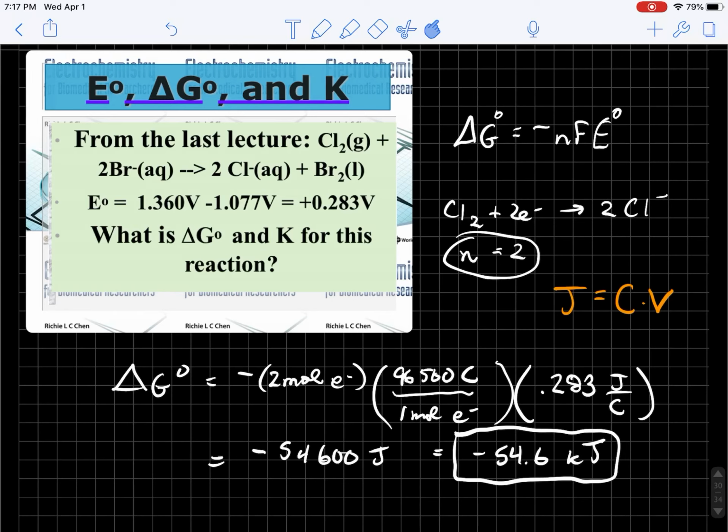Now remember, a mole of electrons, the formula for voltage is joules divided by coulombs. So if we solve that for energy, we get joules is equal to coulombs times volts.